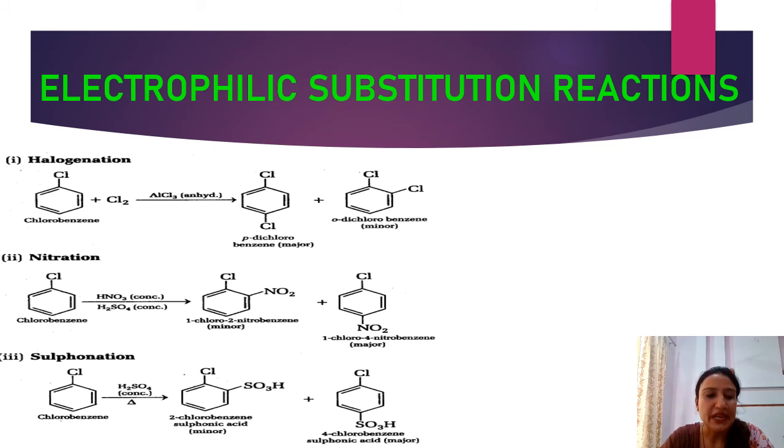In the next step, nitration. Chlorobenzene reacts with concentrated nitric acid and concentrated sulfuric acid, and gives us the product chloronitrobenzene. Here also there are two products, ortho and para, and the para product is the major one. Next is sulfonation. Here chlorobenzene reacts with concentrated sulfuric acid on heating. Two products are formed, ortho and para, and the major product is the para product, chlorobenzene sulfonic acid. So these are the three reactions: halogenation, nitration and sulfonation.